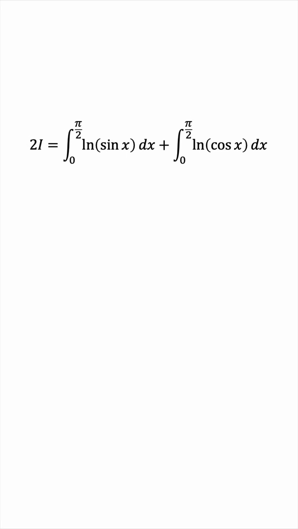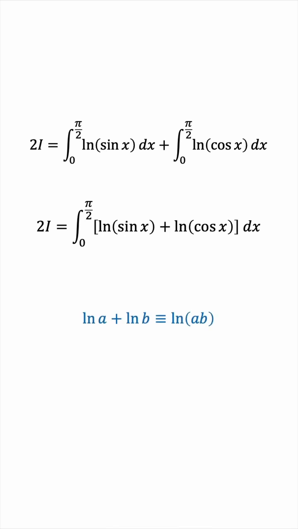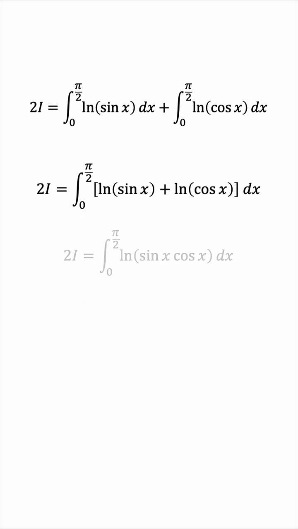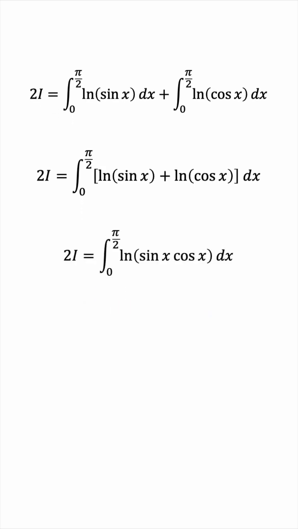Now we can combine these two integrals, because both of them are from 0 to pi over 2, and both of them are in terms of the same variable. We'll get the integral of the natural log of sine x plus the natural log of cosine x. And now we can see the reason why we decided to add the two copies. Note that we have a sum of two logarithms, and we know that the natural log of a plus the natural log of b is equivalent to the natural log of a times b. So let's use this property to express the integral as the natural log of sine x times cosine x.